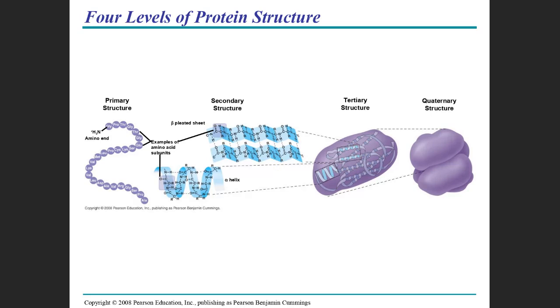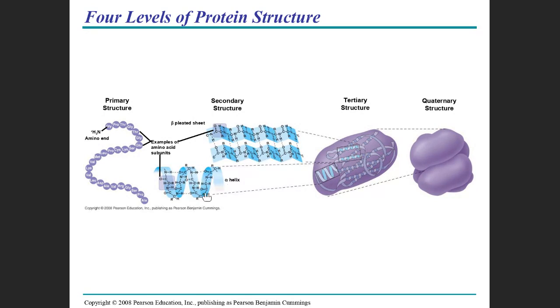There are 4 levels of protein structure. The sequence of amino acids, we just call that the primary structure. It's just a sequence of amino acids. This sequence can fold on itself and form 2 secondary structures. We have alpha helices and beta sheets, or beta pleated sheets. So these are the 2 secondary structures.